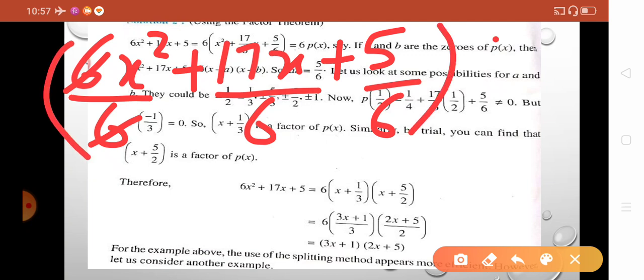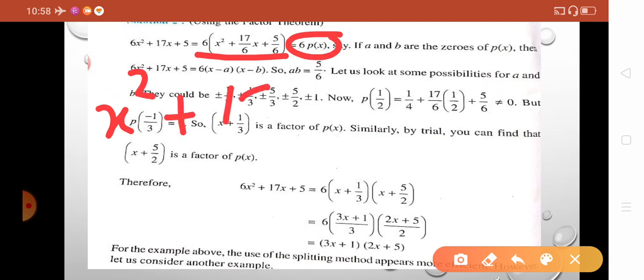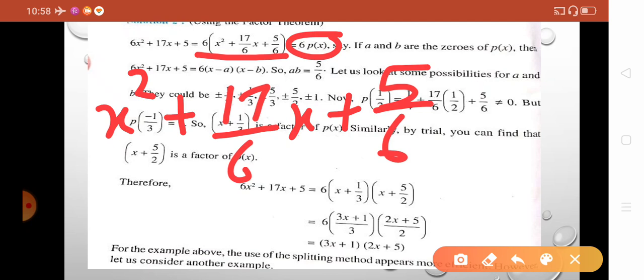As we have divided, we have to multiply it also, because we need not change the value. For this we have to multiply and divide it by the same value. So we will get this. Let us take it as 6px. So 6 is one of the factors here, and we will find the value of px for this, and the px value is x square plus 17 by 6x plus 5 by 6.